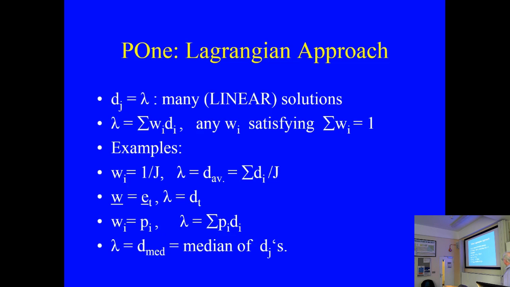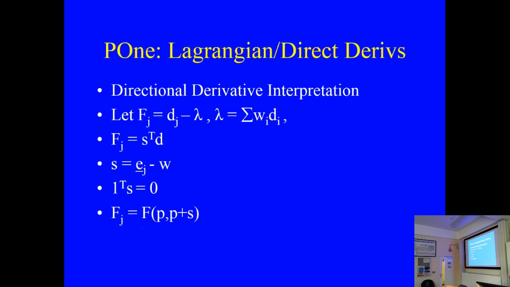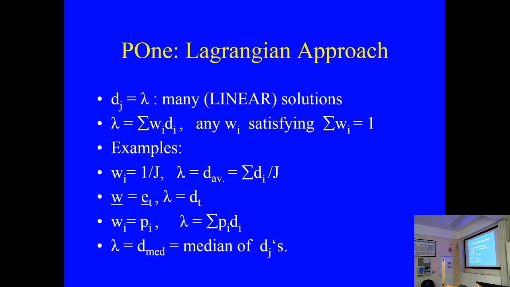The natural one to consider is just uniform weights, which would mean lambda was the average of the partial derivatives of phi. Or w equal to a particular unit vector would give lambda equal to d_t. And in effect, you would be making that choice if you chose to deal with the summation constraint, sigma p_i equals 1, by substituting for p_t in terms of the others. Another one would be the median of the d_j's. And of course, the one that the equivalence theorem chooses is to take these w's to be the variables p_i themselves.